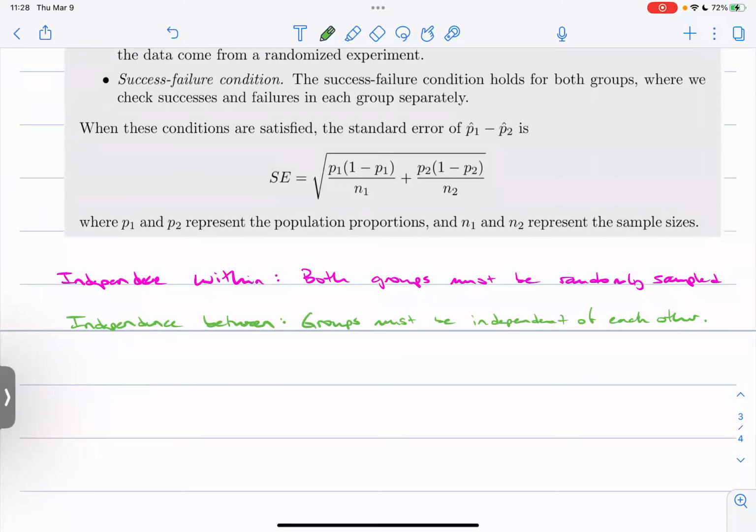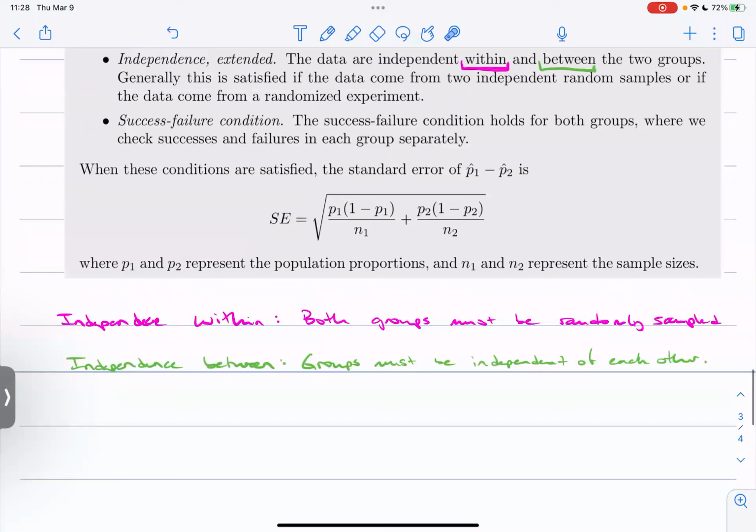So you can't do weird things like take sibling pairs and randomly assign each one to group 1 or group 2, because then there's no independence between the groups. But it's so rare that you would even want to do that. So if you've randomly sampled from the populations, then you can assume that there's independence between each group as well.